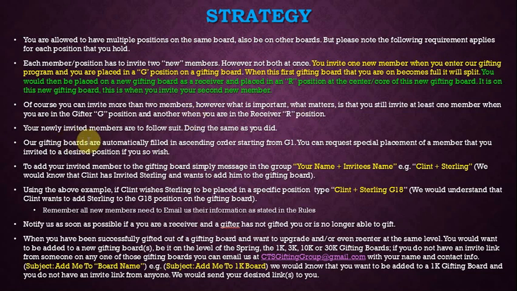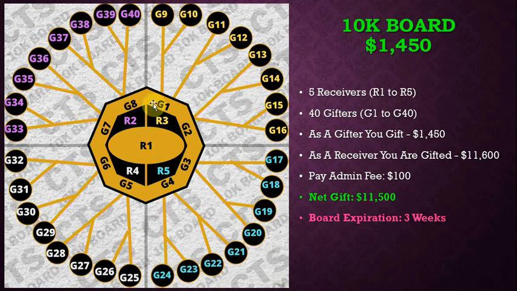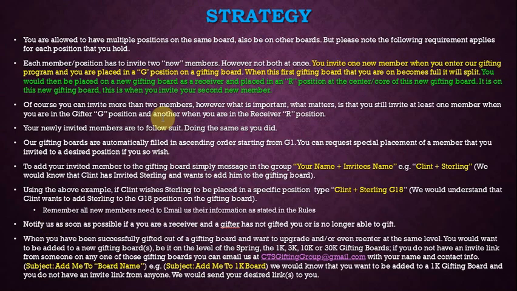Our gifting boards are automatically filled in ascending order starting from G1. G1, G2, it starts filling and then it continues filling as the member names come in. You can request special placement of a member that you invited to a desired position if you so wish.